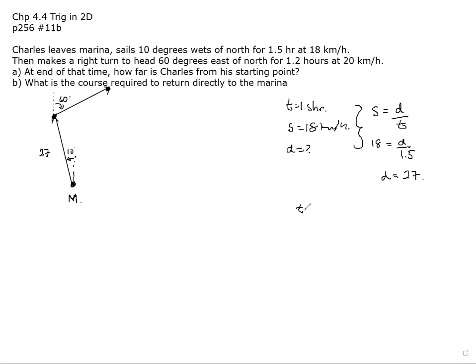Again, the time is 1.2 hours. The speed is 20 kilometers per hour. Distance becomes speed times time. I'm just going to do this really quickly. You probably have it done already. 20 times 1.2, that is 24 kilometers. Okay. At the end of that time, how far is Charles from the starting location? So what I am looking for is this line right here.